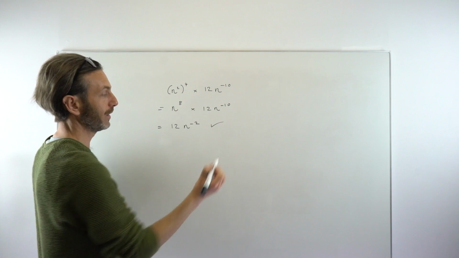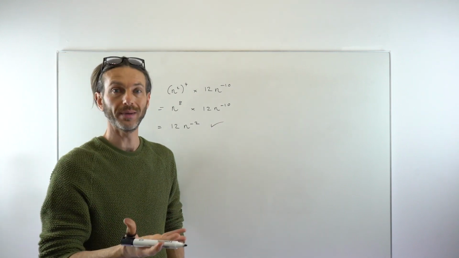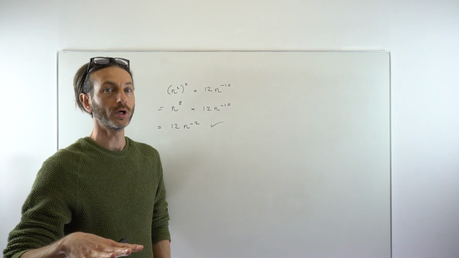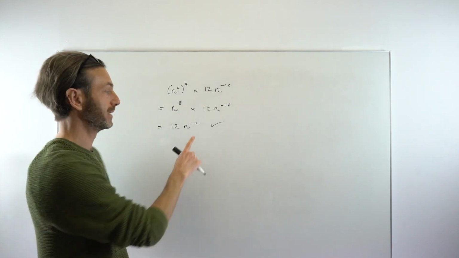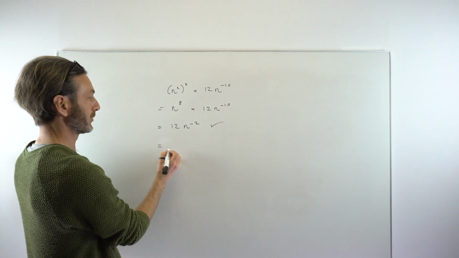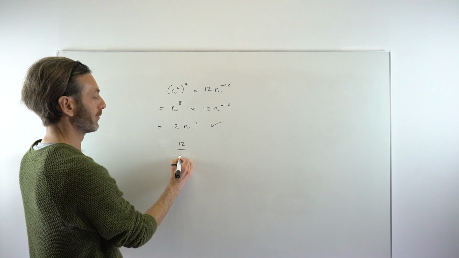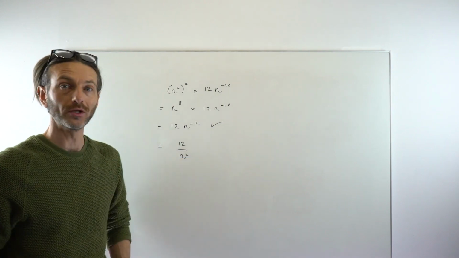So we can see that we have got a negative power, which is what we expected. If this had gone straight to a positive 2, there's something wrong with the working. So look out for that, it's telling you it should be negative. To turn it into a positive power, you simply put it on the bottom of a fraction. So this just becomes 12 over n squared. That's how you turn it into a positive power.